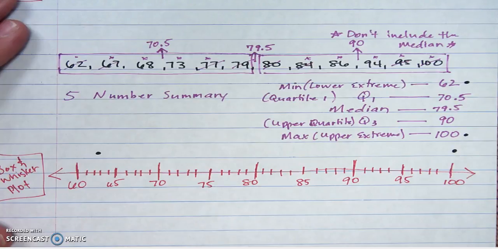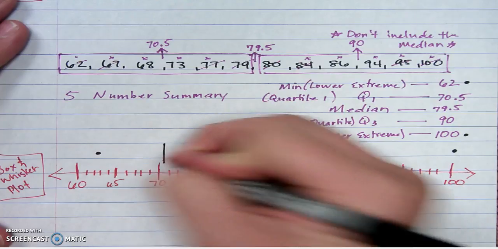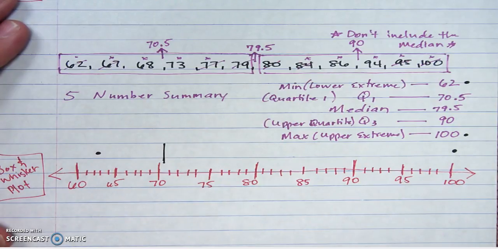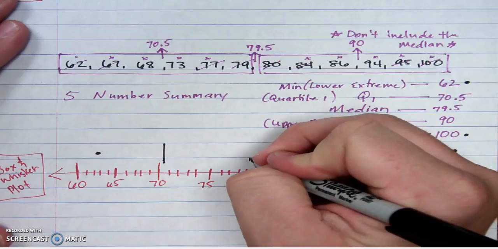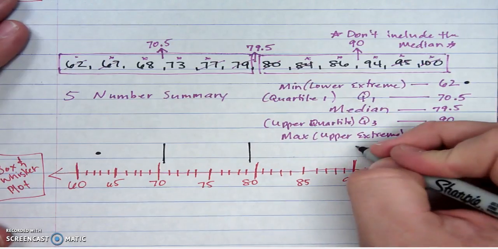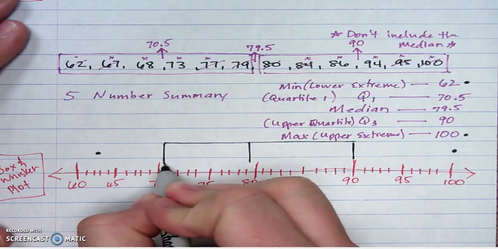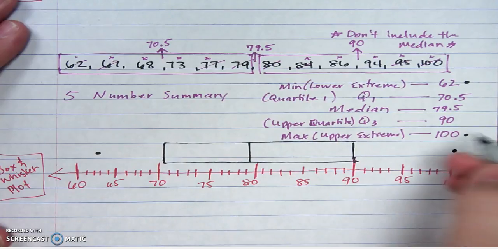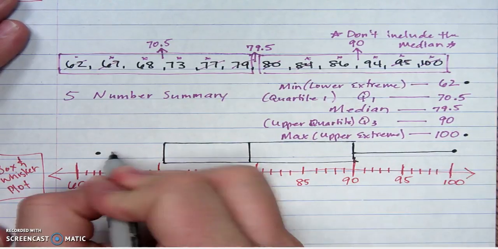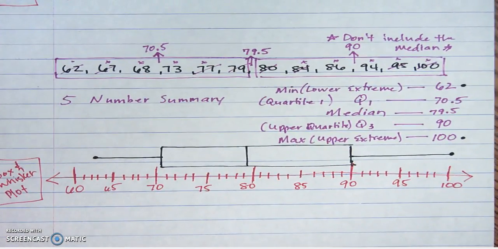So the lower quartile is 70.5. It's going to be right here. So it's going to get a box. That's going to be the lower side of my box. Median 79.5 gets a line. That's going to be the middle of my box. Upper quartile is 90. Okay, and then I'm going to connect these three lines to make a box. Then I'm going to connect the box to my minimum and maximum. And there is my box and whisker plot to represent this data.